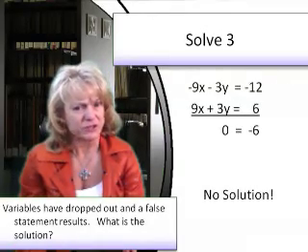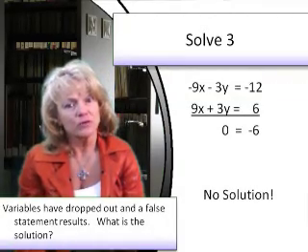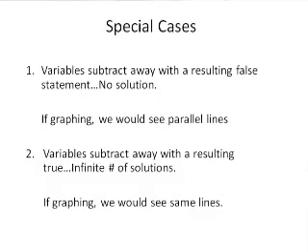What does this say about our solution? Recall the two special cases we saw in the previous section. If the variables drop out and a false statement results, the lines were parallel, and therefore there is no point of intersection, there's no solution. If a true statement results, the lines were the same, and therefore there will be an infinite number of solutions.